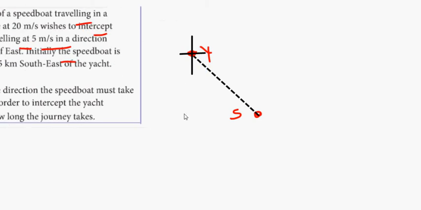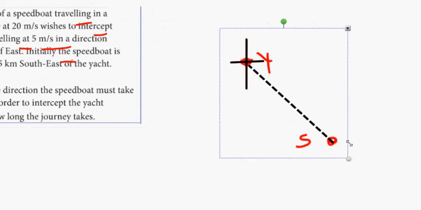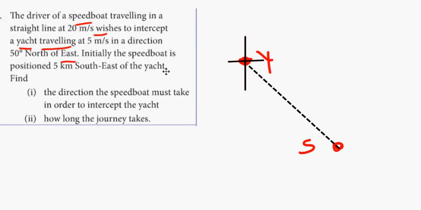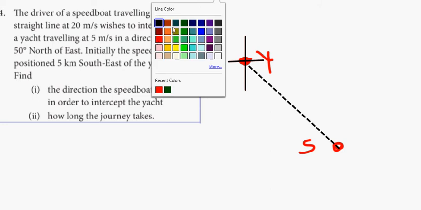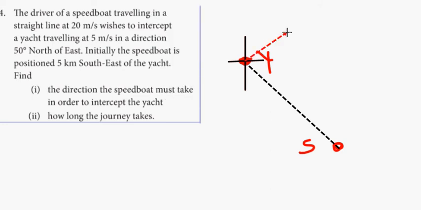So what we have here: the speedboat is located southeast of the yacht, and we can see it here. Now, what's going to happen next is we're going to look at the direction of the yacht. The yacht is going 50 degrees north of east, so it's travelling in this direction here, away from the speedboat. So we're assuming the speedboat will have to go in this sort of direction up here to intercept the yacht.